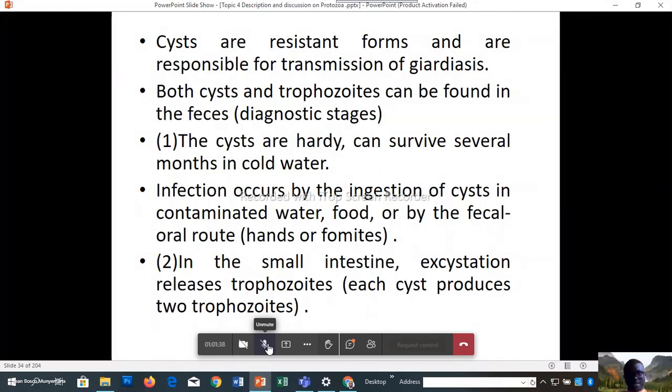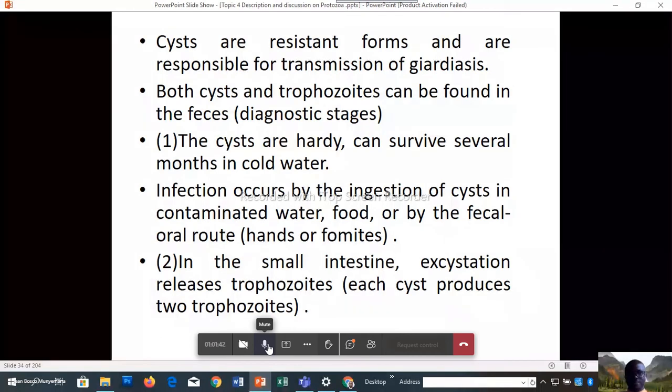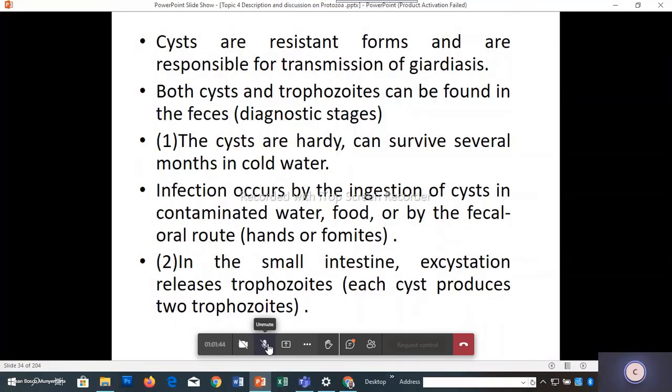Question. Okay. How do trophozoites turn to cyst?